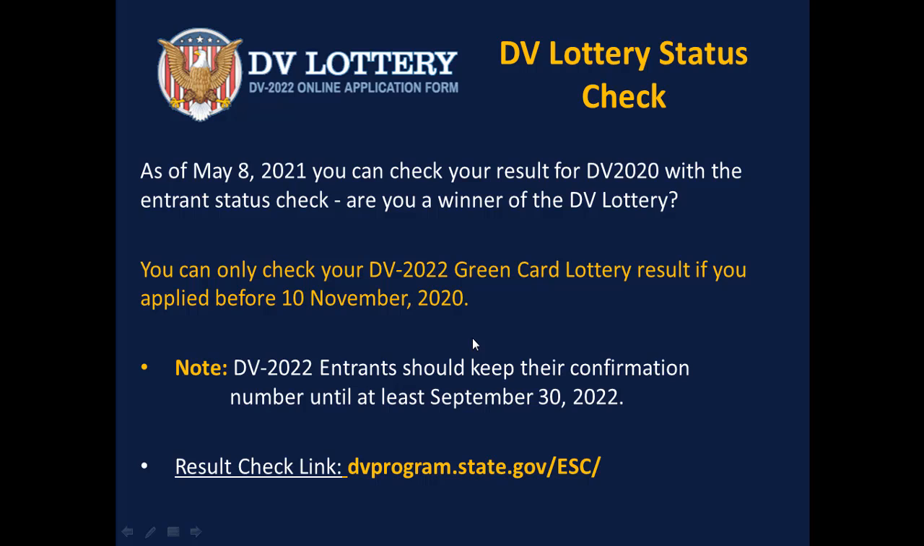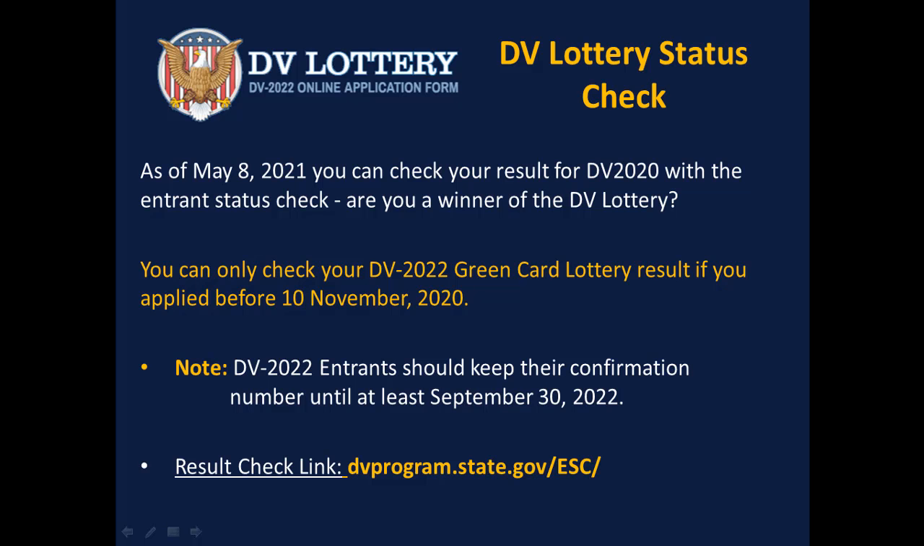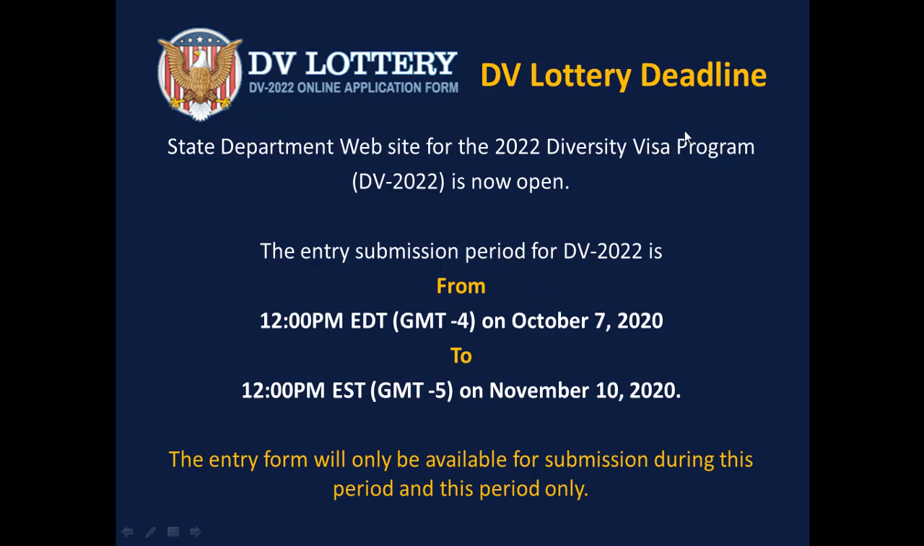You can only check your DV 2022 green card lottery result if you applied before 10 November 2020. So the deadline for the DV lottery of 2022 is 10 November 2020. You can check here, November 10th, 2020. Note: DV 2022 entrants should keep their confirmation number until at least September 30, 2022. So you can check your result at dvprogram.state.gov/esc.